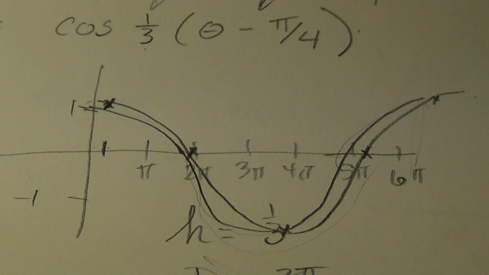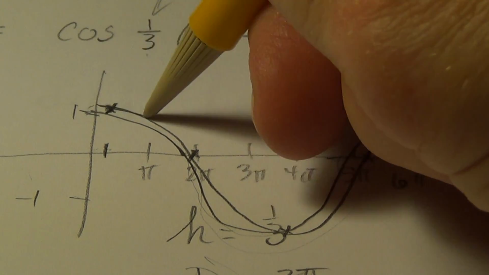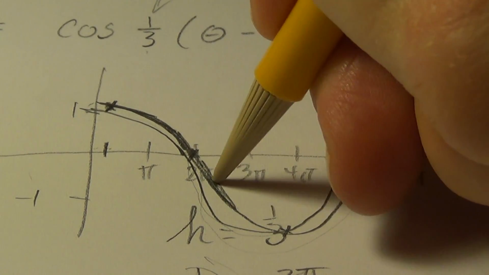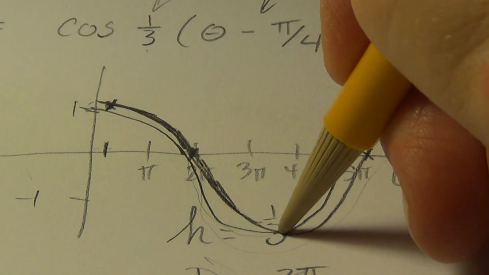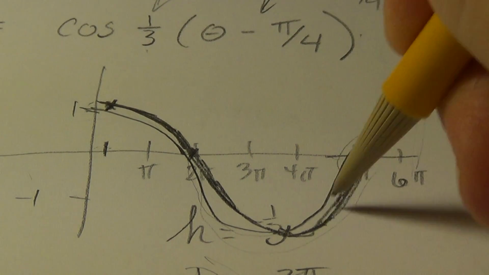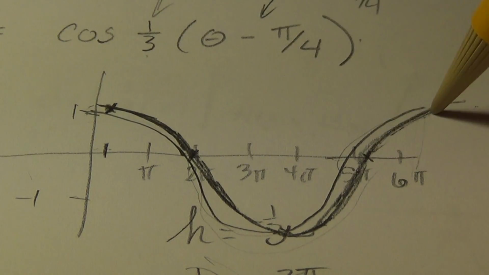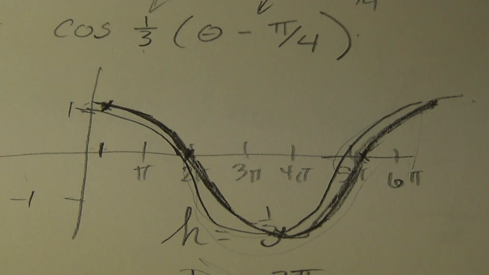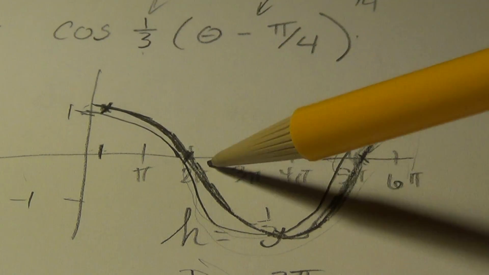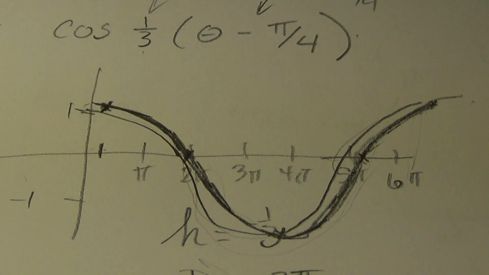Alright, so I've taken and darkened that so you can see the final graph. The lighter graph is to the left, and I've moved the darker graph to the right just a little bit, pi over 4.